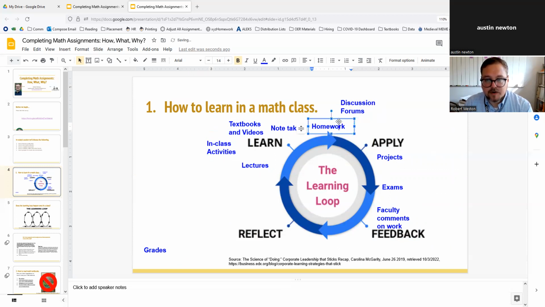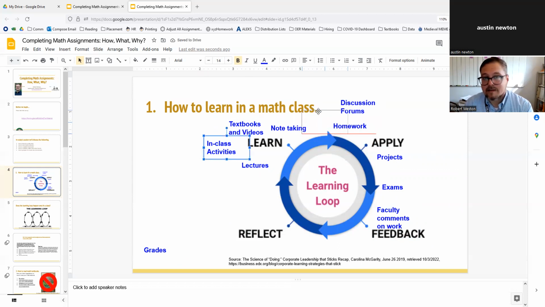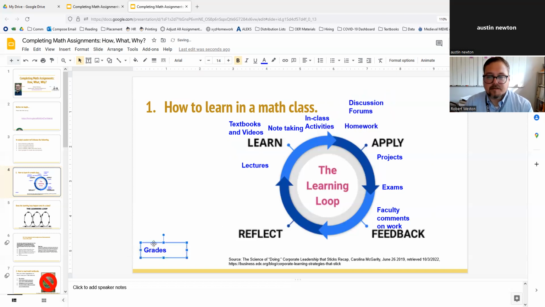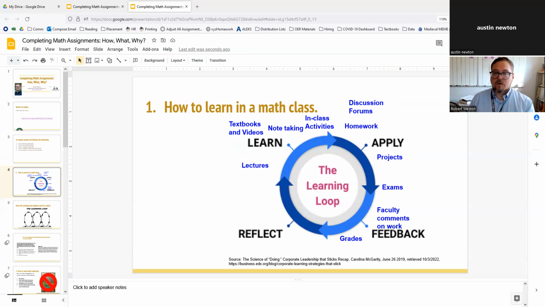Some of them use them strictly for learning, some strictly for applying, and some faculty, like myself, use them in the middle of figuring out, how do we actually know what this material is and how do I apply it? So the last one here, grades. Grades are absolutely feedback. And you can see that in this whole learning loop, we really focused on learn, apply, and feedback as having components of a course.